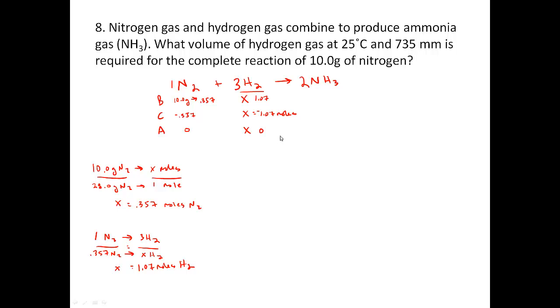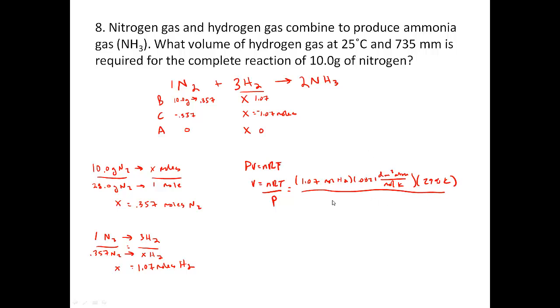Now the question is, what's the volume going to be? Well, we need to use our good old PV equals nRT. Volume is going to be equal to nRT over P. And then we just plug in. We know we have 1.07 moles of H2. We know what R is, right? 0.0821 over mole Kelvin. And we know the temperature, 25 C, that is 298 K, all over our pressure.